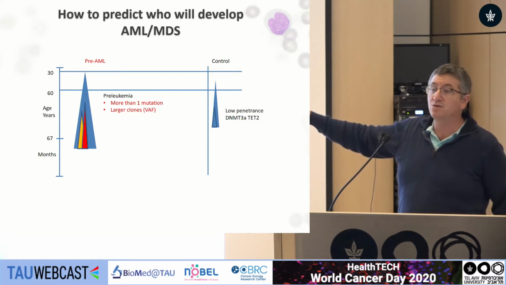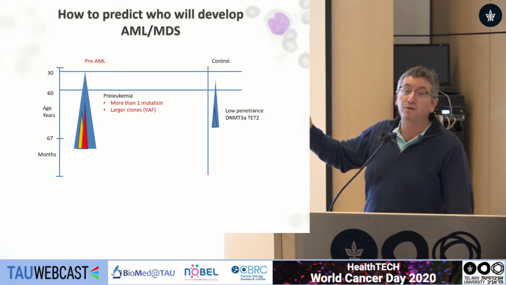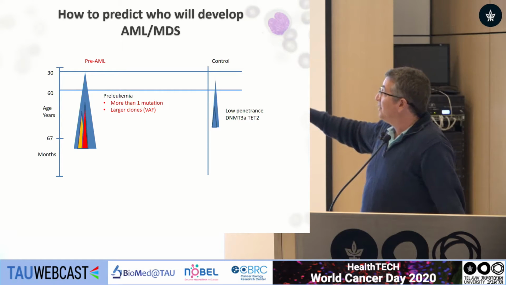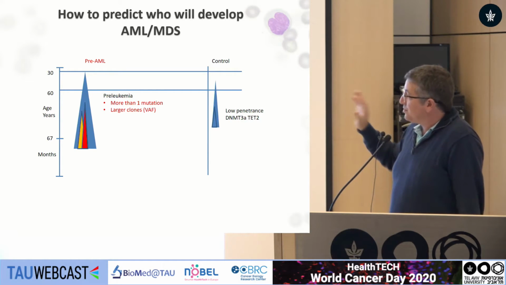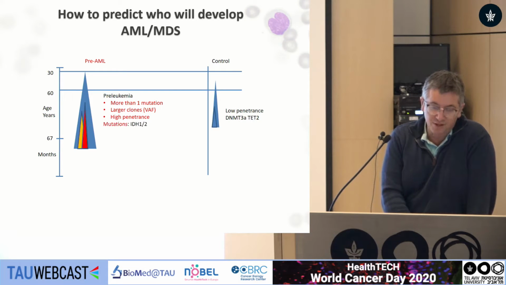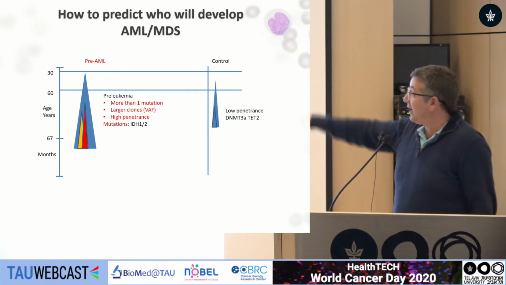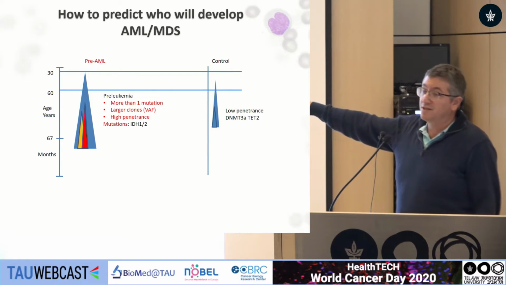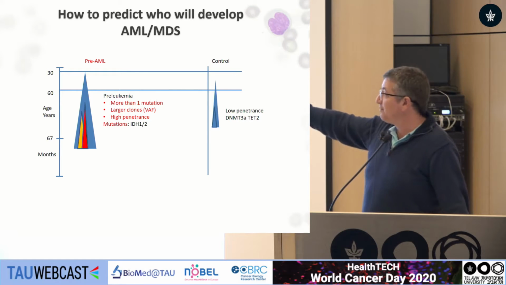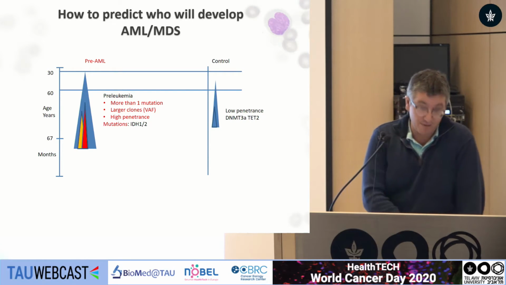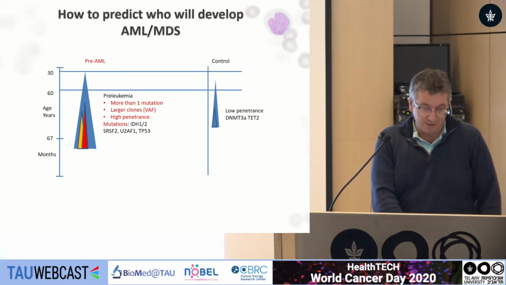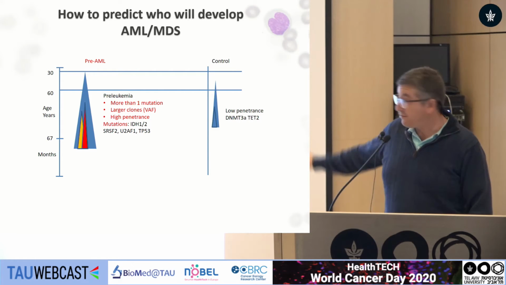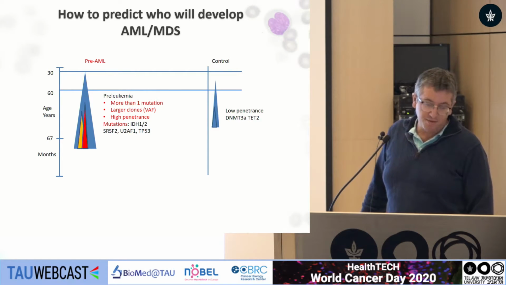Okay, so to summarize these parts, we can see that pre-AML cases have bigger clones. I didn't show you, but they usually have more than one clone because we found more than one mutation in their blood. They have larger clones. They will have specific mutations that have high penetrance, like IDH1, IDH2, which are interesting mutations because there are specific drugs that can target these mutations and maybe can be given very safely to healthy individuals who carry these mutations. These are orally prescribed drugs. Other mutations that have high penetrance are the splicing mutations and p53.